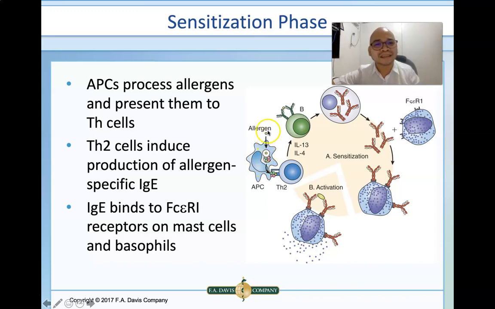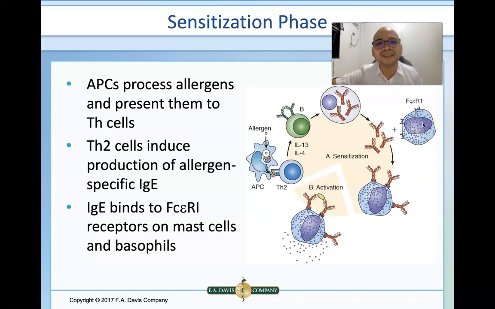So this is like the first exposure with the allergen. The T helper cell that is involved here is known as the Th2. The Th2 cells will induce the production of allergen-specific IgE. With the use of interleukins 13 and 14, the B cell will eventually produce IgE. So IgE is now produced. You have here the mast cells. Mast cells are tissue basophils.